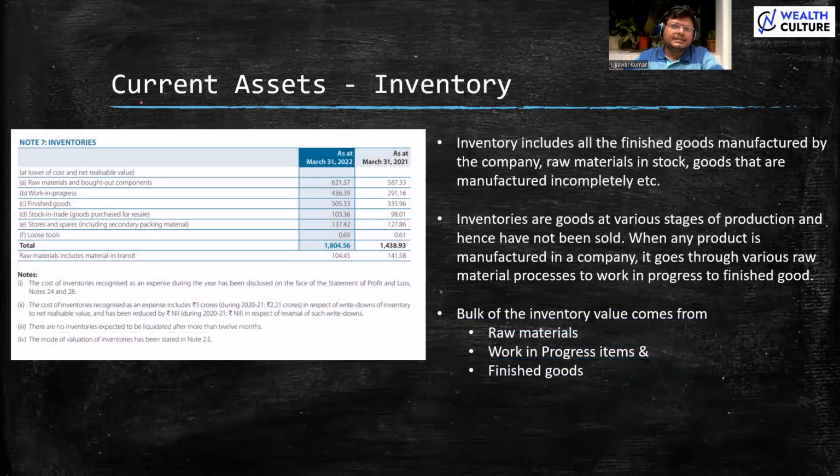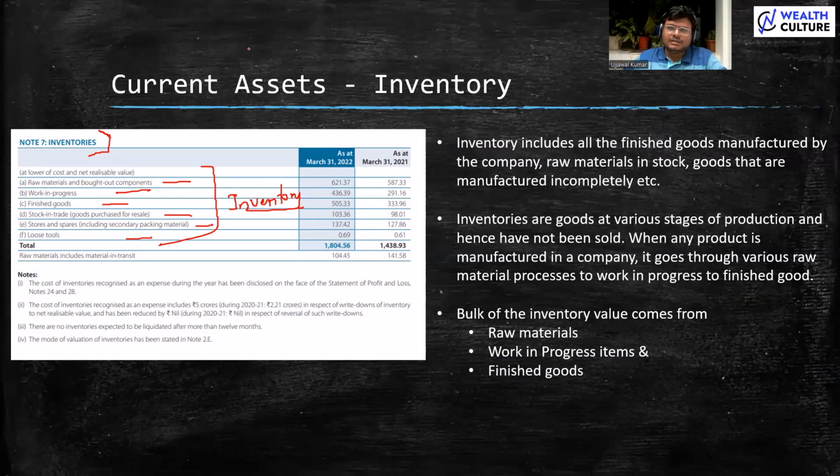Okay, inventories, as you would know, are very simple. If I'm running a manufacturing business, I need to buy raw materials. I will have some work in progress items. I will have finished goods. All of this is part of inventory, right? So raw materials, work in progress items, finished goods, stock in trade, stores and spares, loose tools, all of these are part of inventory.